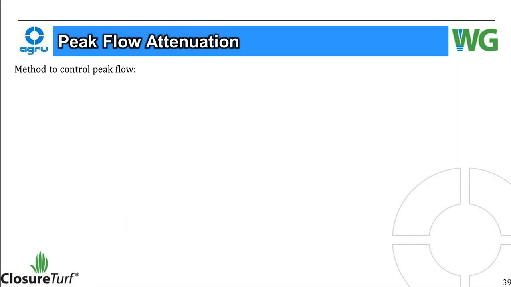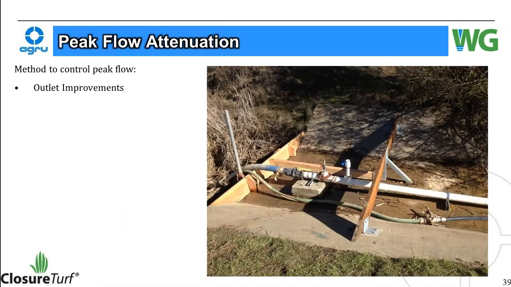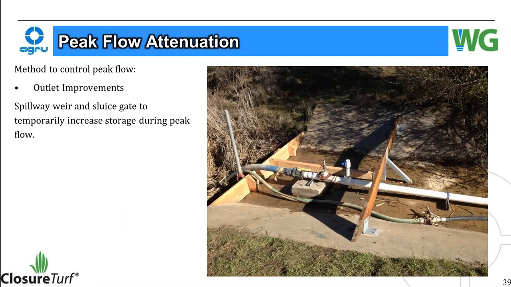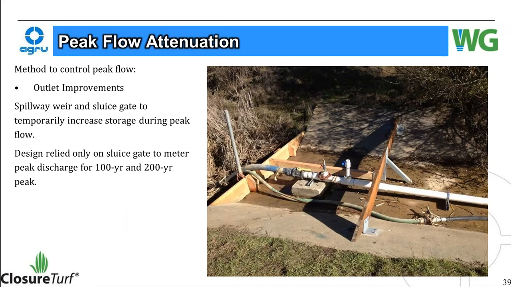Another one, and this is the outlet improvements, is we installed a weir and a sluice gate in order to temporarily increase storage in the basin itself during peak flow. The design relied only on the sluice gate to meter the peak discharge for both the 100-year and the 200-year peak.